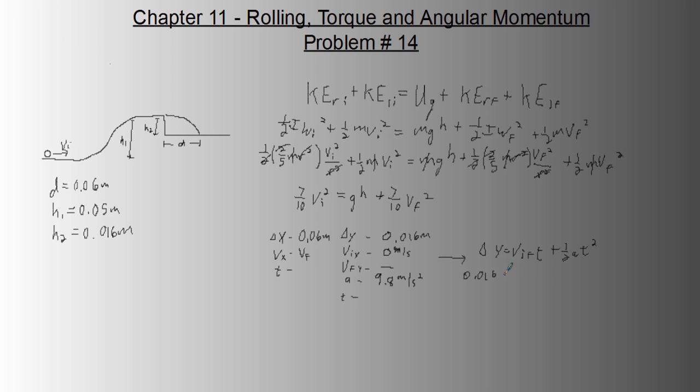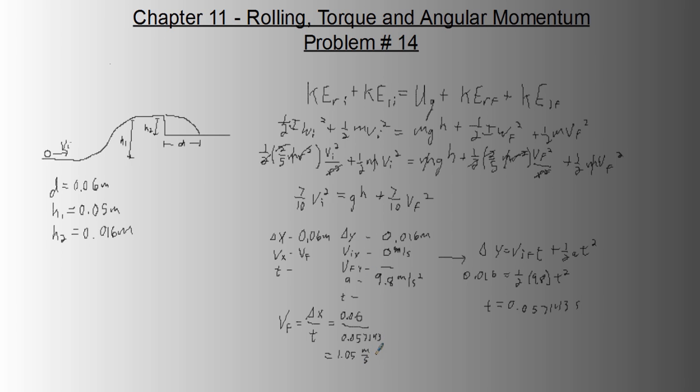0.016 equals 0, v initial 0, woohoo! Plus 1/2 9.8 t squared. Solve for t and you get 0.057143 seconds. That t is also here, same t in both directions. So then v final equals delta x over t, which is 0.06 over 0.057143. That equals 1.05 meters per second.